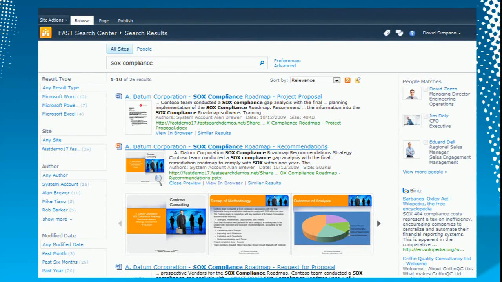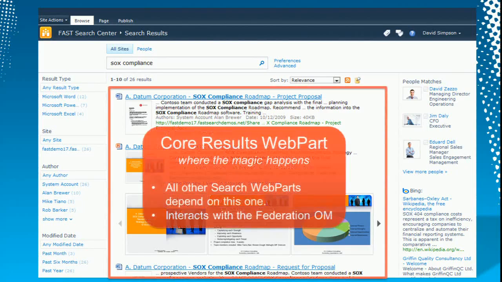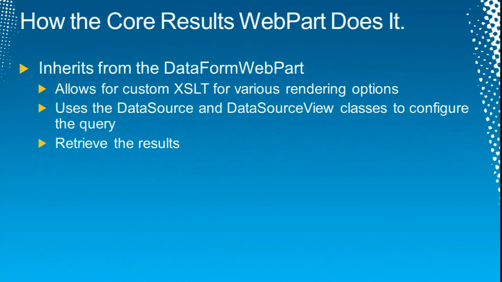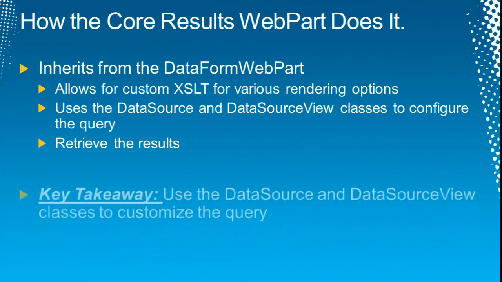Now, when we talk about the core results web part here, this is where really a lot of the magic happens within FAST. So all the other web parts will hang off of this one and get the information they need. And this is the web part, the core results web part, that interacts with the Federation OM. And that's when we talk about how we actually go through. We inherit from the data form web part. This allows us to write our own XSLT. And then we can use data source and data source view classes to actually configure that query and then get the results.